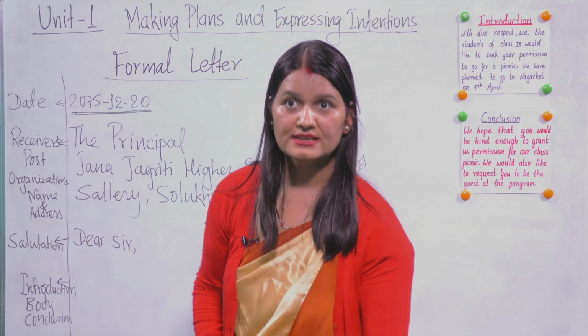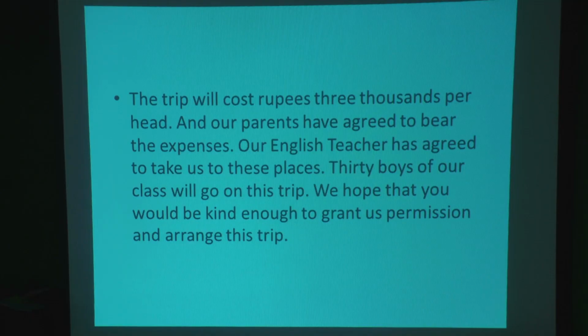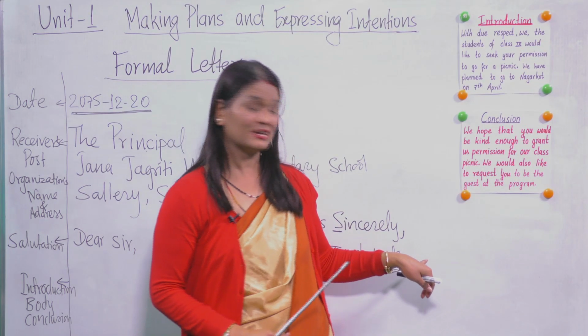Now the conclusion part is, look here: the trip will cost rupees 3,000 per head, and our parents have agreed to bear the expenses. Okay, expenses means the money which they will spend there. Our English teacher has agreed to take us to these places. 30 boys of our class will go on this trip. So here, boys means the school boys are planning to go. They are not including the girls here. Okay, you have to know about it.